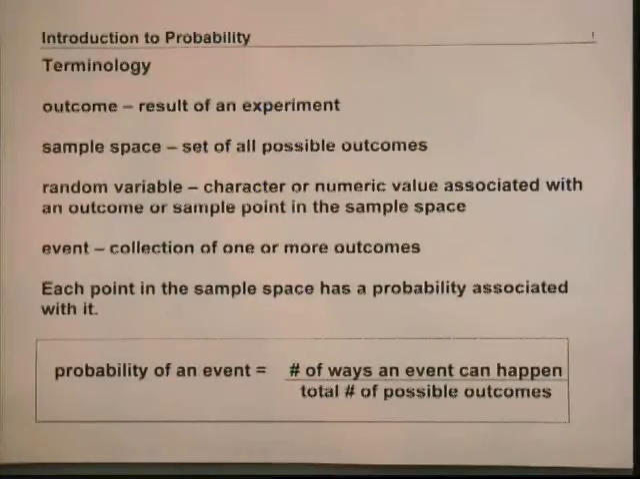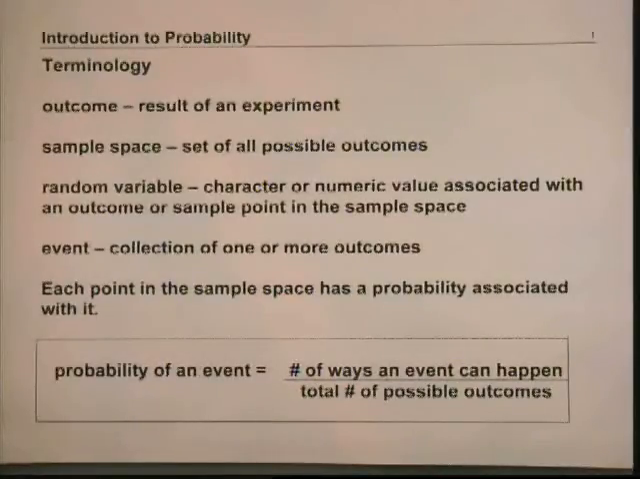The random variable is typically a numeric value associated with an outcome or one or more sample points in the sample space, and we'll go through some illustrations of that. Events can be the collection of one or more outcomes. Each point in the sample space has a probability associated with it, and so on things that we can count in a discrete fashion, we define the probability of an event as the number of ways the event can happen divided by the total number of possible outcomes.